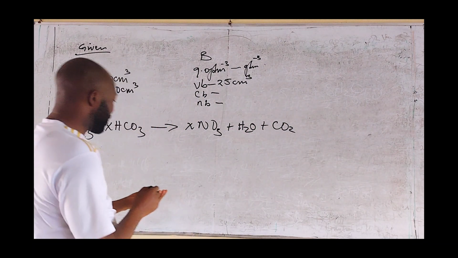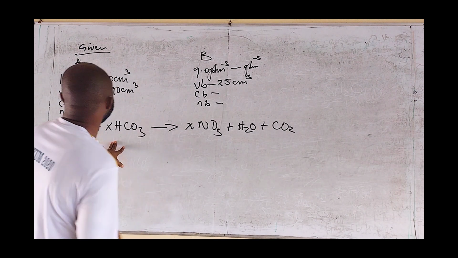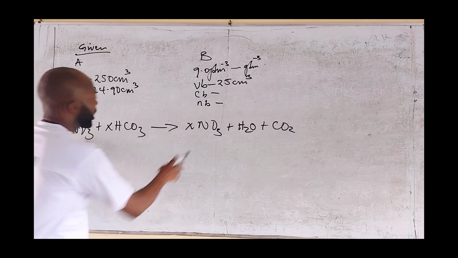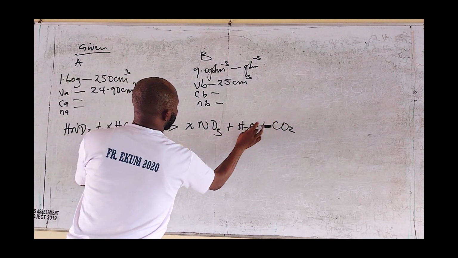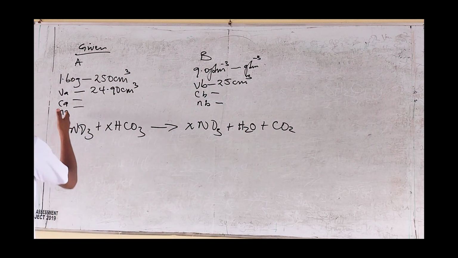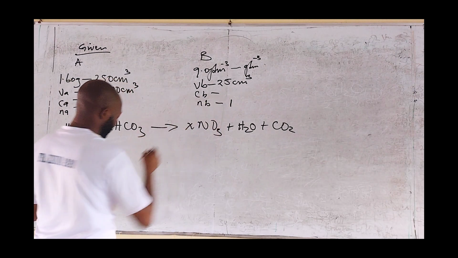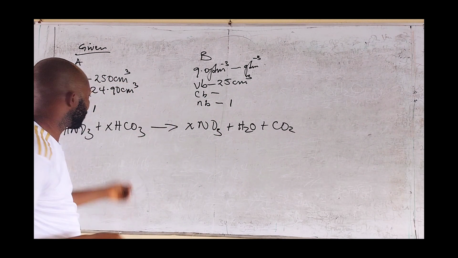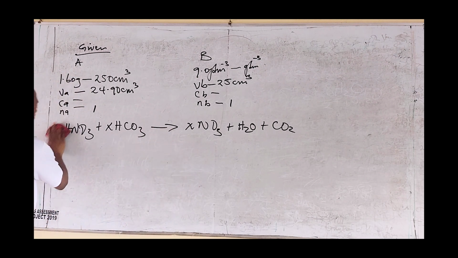So from there we will proceed. Now let's balance it. We have two hydrogen here, we have two hydrogen. We have NO3, we have CO2 plus another will give us CO3. The equation is balanced. So the number of moles of acid and base is 1:1. So that means we can proceed to get the other variables required.